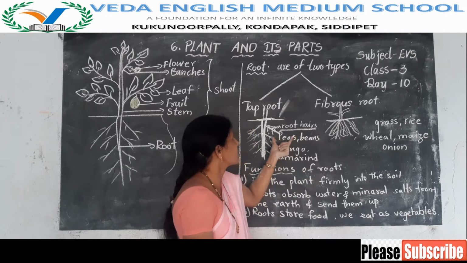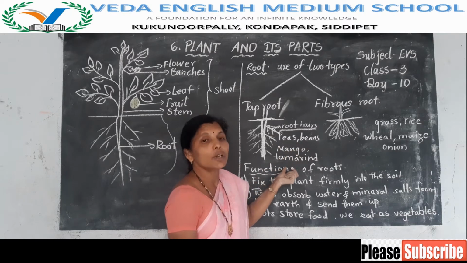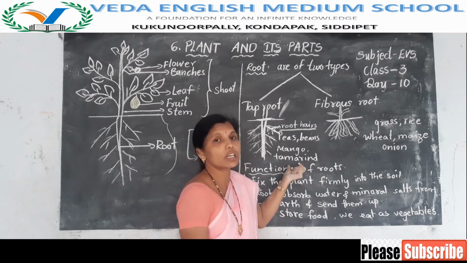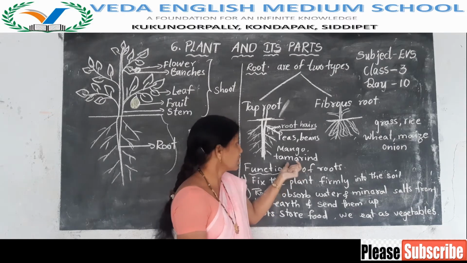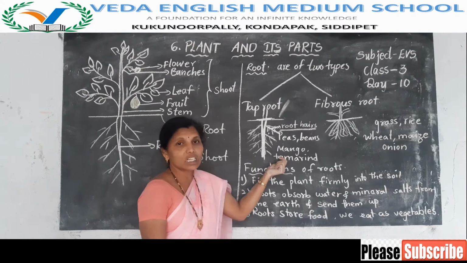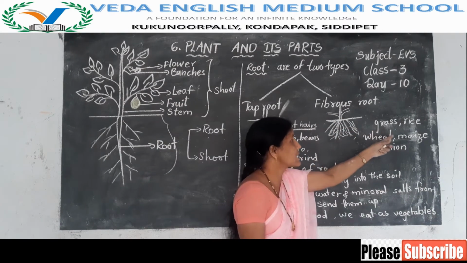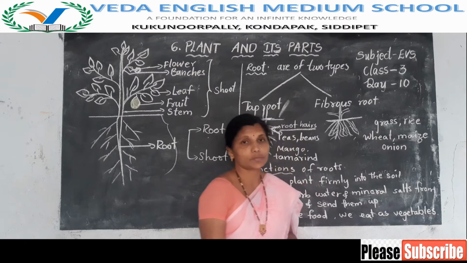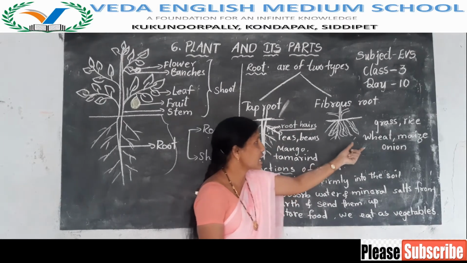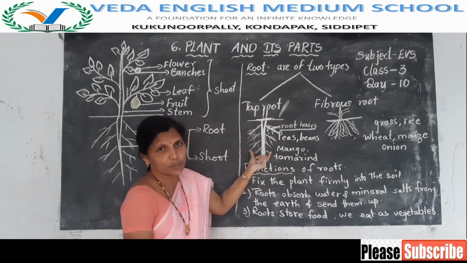Taproots we can see in peas, beans, mango, tamarind, tomato, guava, brinjal, neem, lemon. Okay children, and fibrous roots we can see in grass, rice, wheat, maize, onion. These plants have fibrous roots, and those plants have taproots.